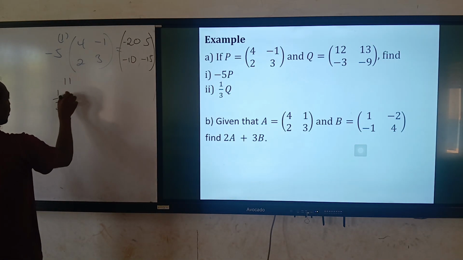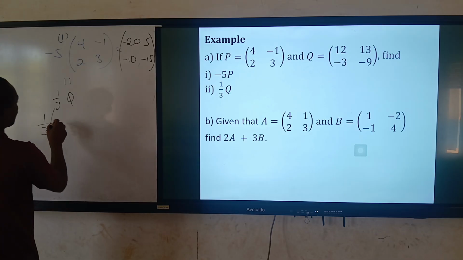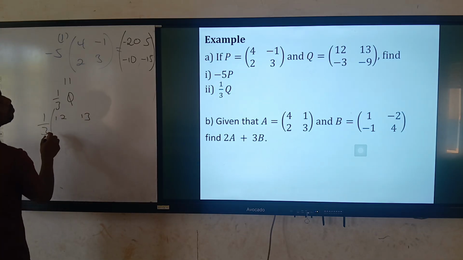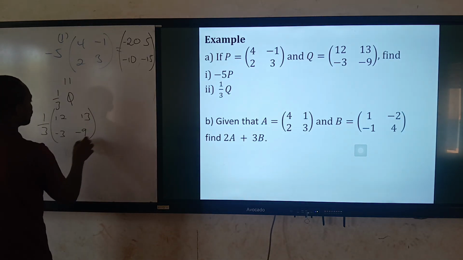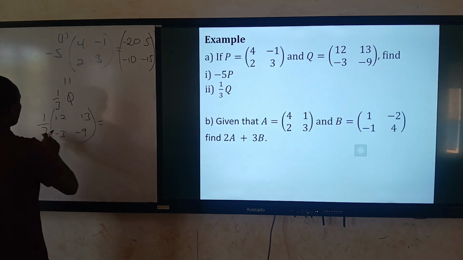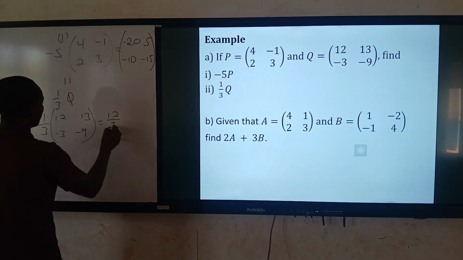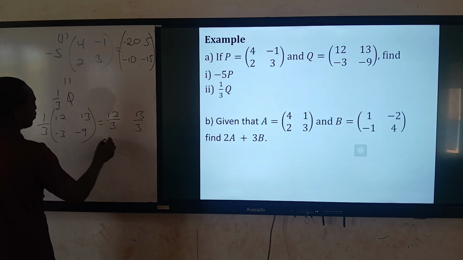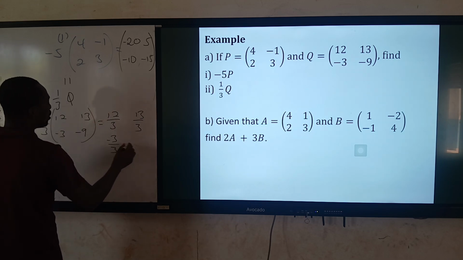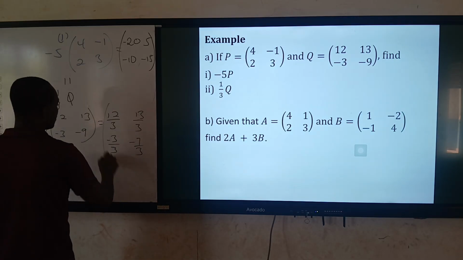Next, 1/3 Q. So we know that 1/3, what is the Q here? The Q is 12, 13, negative 3, and negative 9. This one is going to give us, multiplying the fraction here by the numbers here, 12 on 3, 13 on 3, and then negative 3 on 3, negative 9 on 3. So you are multiplying it by what's in the bracket here.